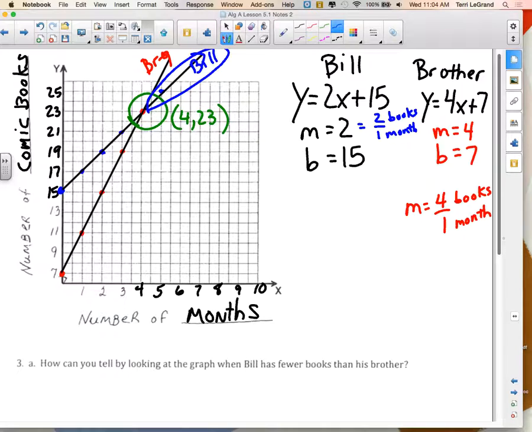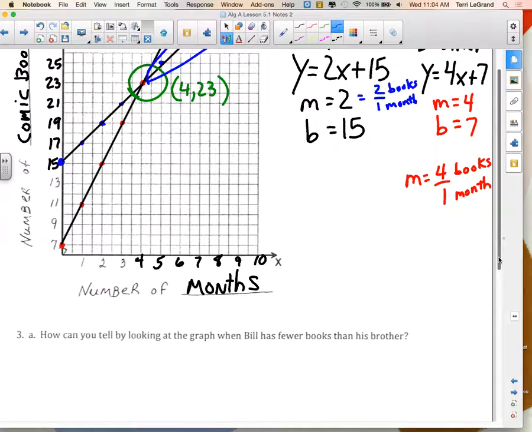So on the part of the graph where the line is what? Bill's line is below the brother's line. Isn't that what's happening here? Isn't it below it? Okay, so looking at the graph, let's talk about, wait a second, I just noticed something.